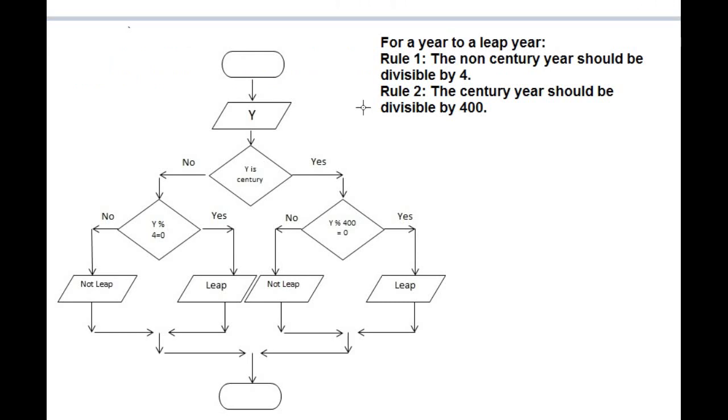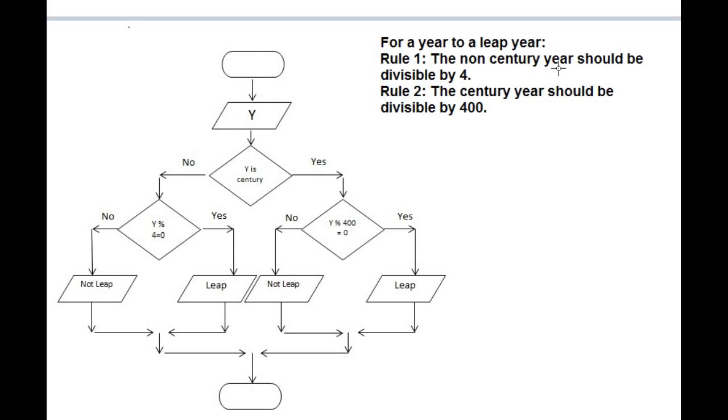The rule is, if it is a non-century year, what is a non-century year? If the year does not have 2 zeros at the end, that means the year is not 1600 or 1700 or 1800. What is the similarity in all these years? They have double zeros at the end. So those which are non-century years should be divisible by 4. But there is a separate rule for a century year. A century year should be divisible by 400.